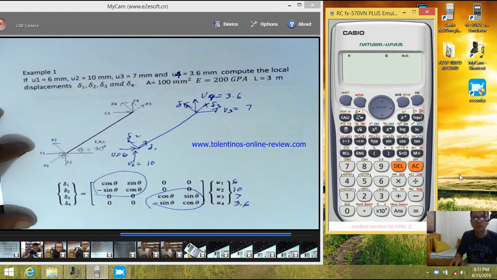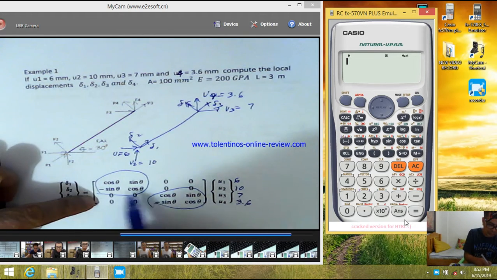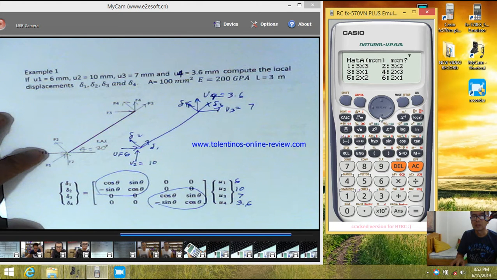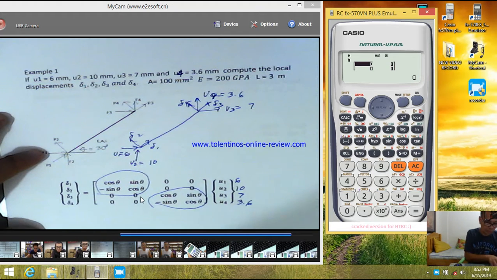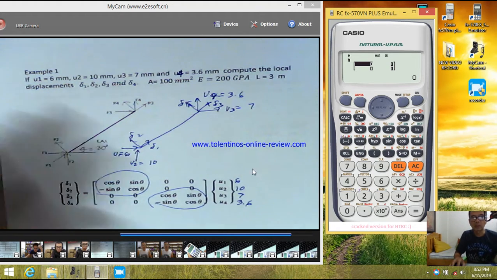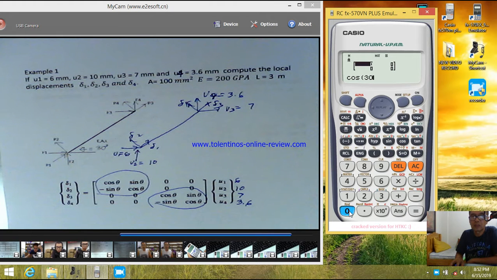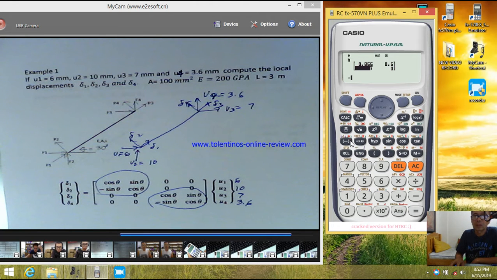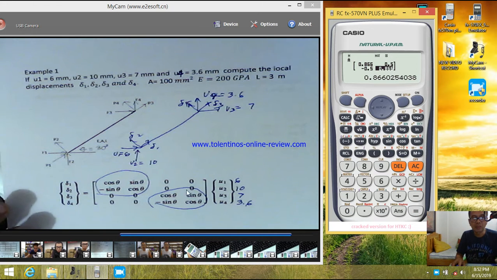Since we will multiply all of these, you go to mode 6, matrix A, 2 by 2. We input this matrix: cosine 30, sine 30, negative sine 30, and cosine 30. You notice it is the same here, so that matrix is common. And then we input this.